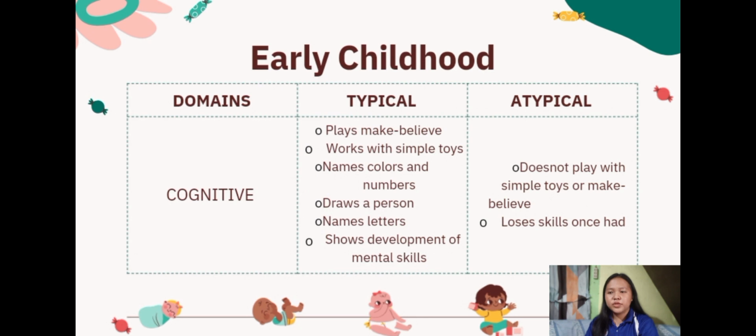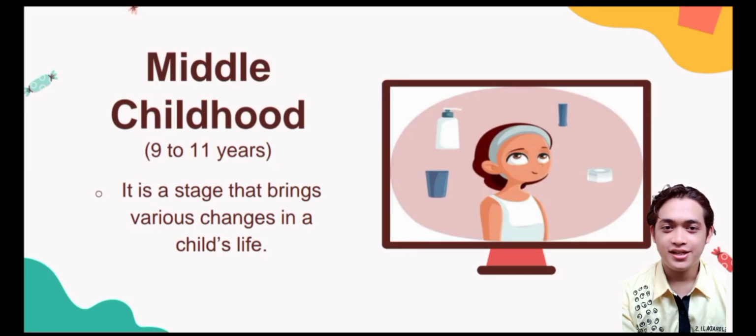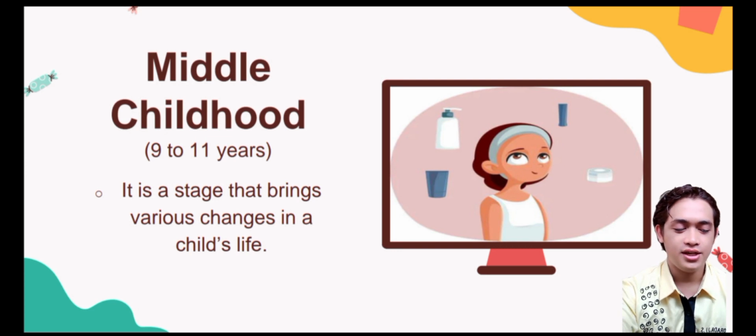Construction of thought process, which includes remembering, problem solving, and decision making, refers to the cognitive domain. In this domain, a child is developing typically when he or she plays make believe, works with simple toys, names colors and numbers, draws a person, names letters, as well as shows development of mental skills. When a child does not play with simple toys or make believe and loses skills once had, then the child is developing atypically.